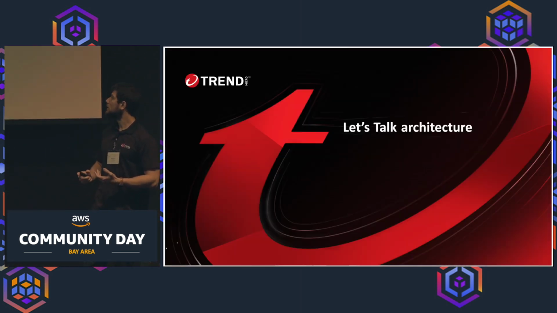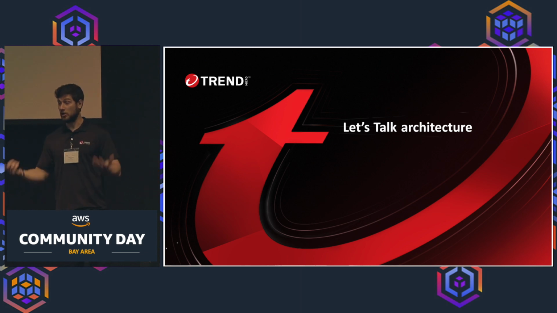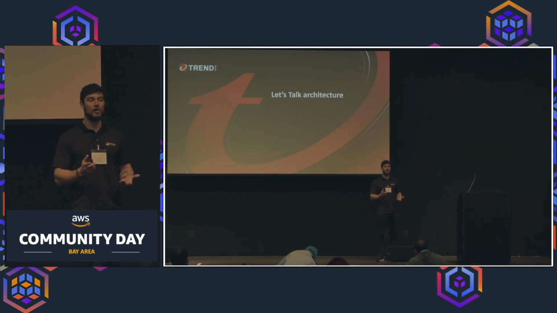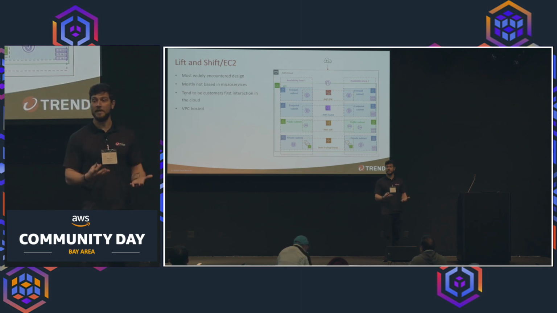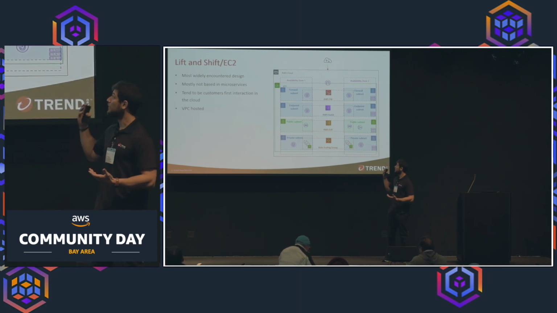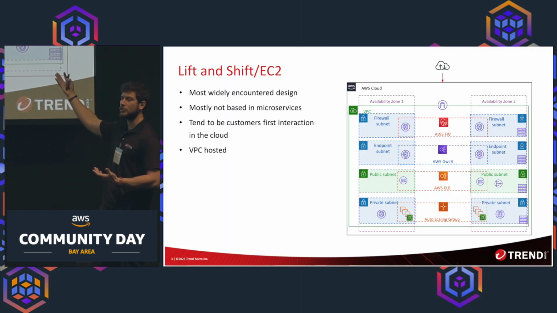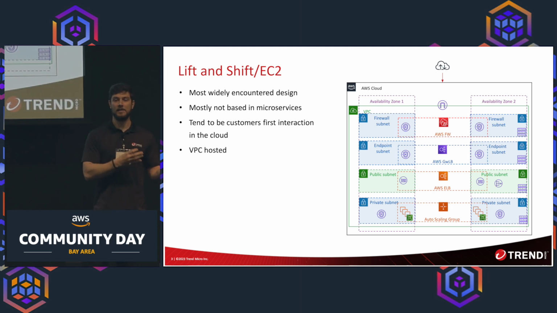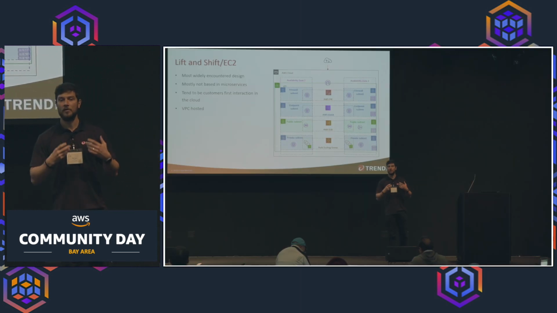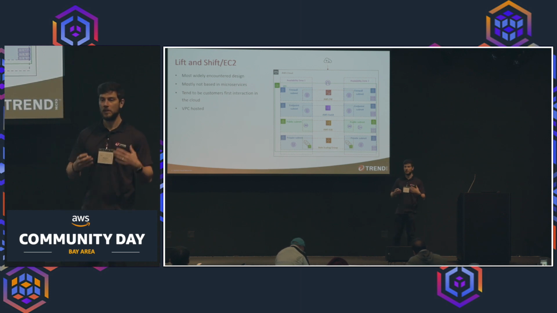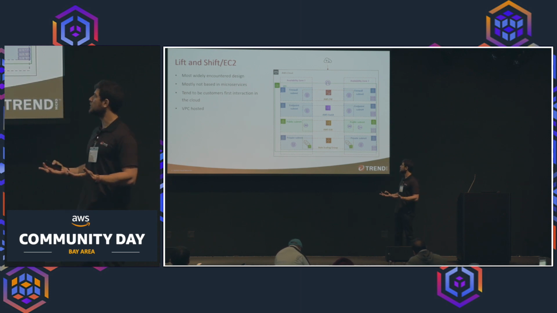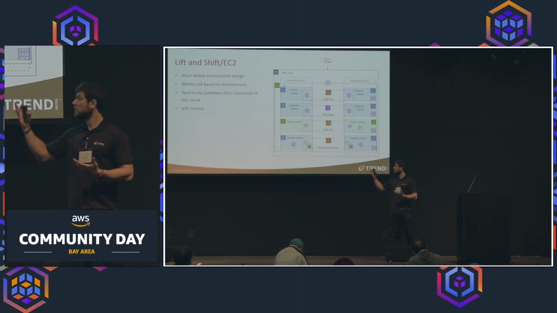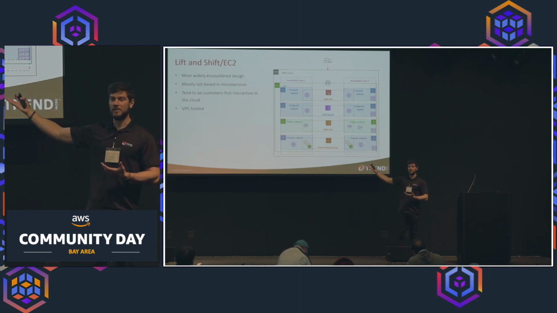So let's start talking about architecture. When we go for architecture, we are going to have 3 main types. The first one, we could say, is EC2 based, VPC hosted, or lift and shift. This tends to be the first contact that customers have in a migration or modernization from on-premises to the cloud. Some aspects for you all to remember: they're mainly VPC hosted.